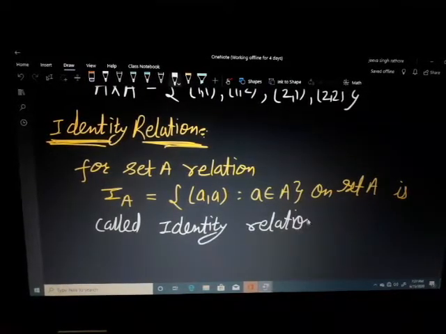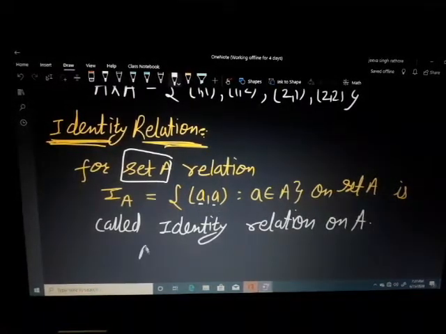Please note down on A. It means in a set, all the elements are connected with itself: A comma A. For example, this is the set 1, 2, 3. So all the elements must be connected with itself.